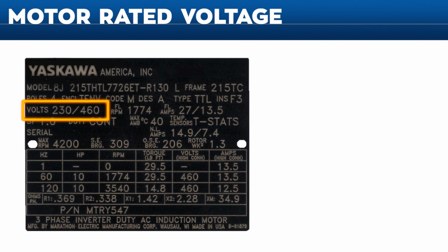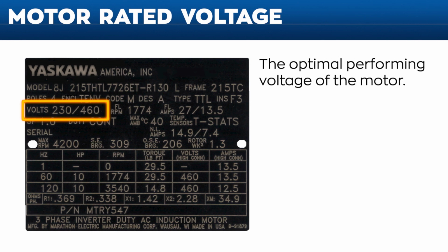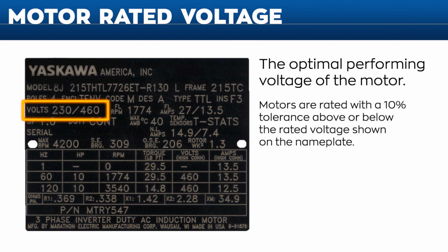Motor-rated voltage is the optimal performing voltage of the motor. Because line voltage fluctuates, motors are rated with a 10% tolerance above or below the rated voltage shown on the nameplate.